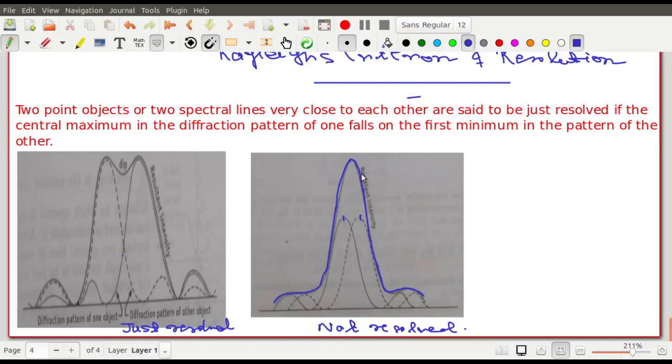So concentrate on the blue line. This blue line actually shows you that there is only one pattern and this is not resolved. Resolution has not happened here, the optical instrument has failed to resolve this, right? The objects are very close to each other and this is by virtue of naked eye. So the naked eye cannot do this for you. So this is not a resolution, right?